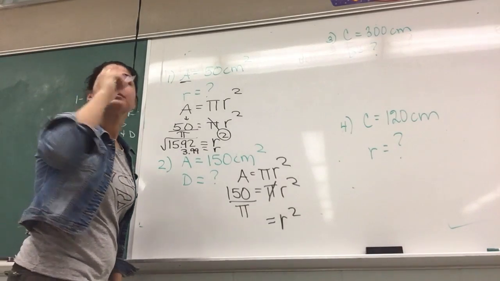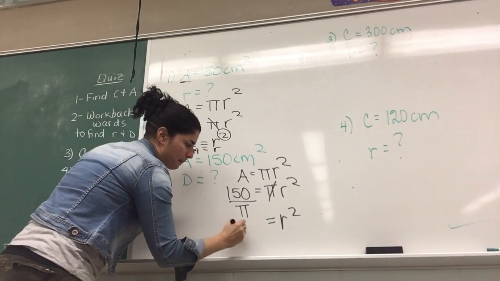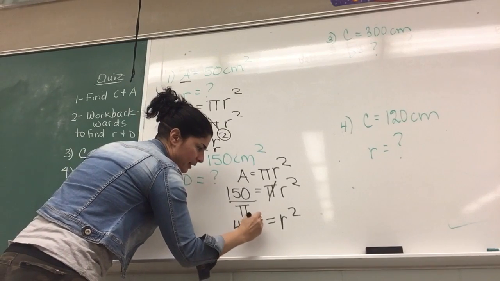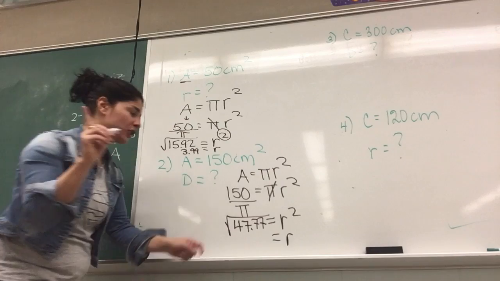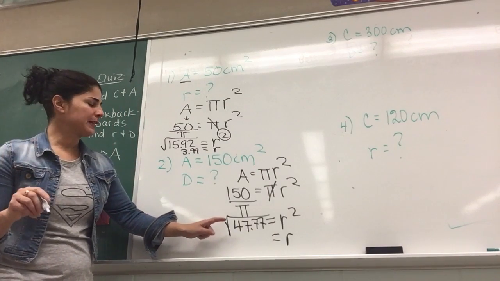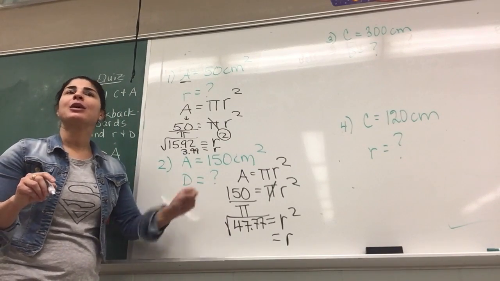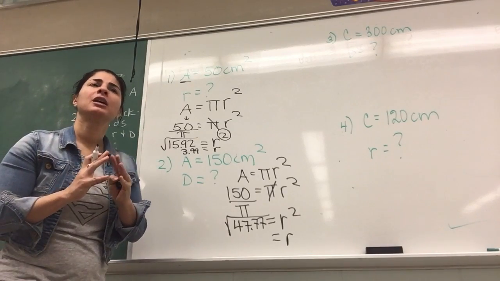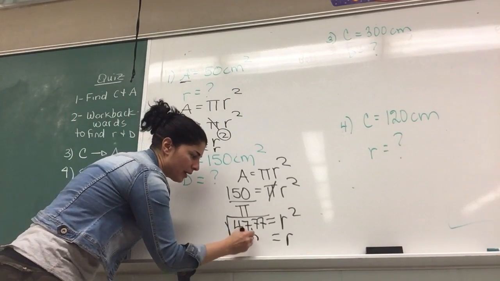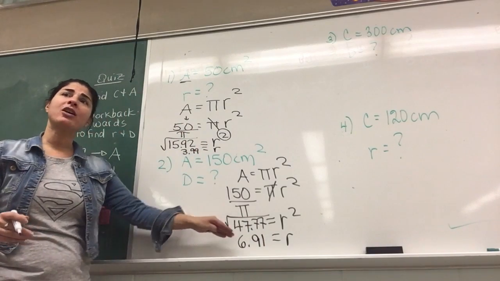Anybody? Yes. 47.77. How much? 47.77. Square root it. Now I can tell you what that's going to be close to. So if it's 7 times 7, that would be 49. So it's going to be around 6.91. So you see how I got that?